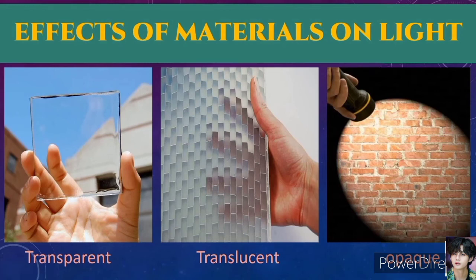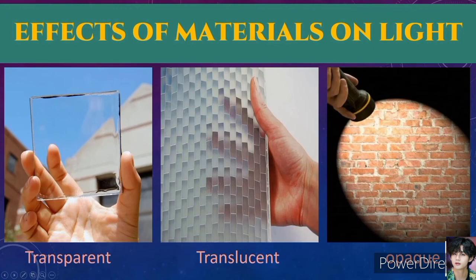Next is the translucent. The light does not pass directly through the materials. It changes direction many times and is scattered as it passes through. Therefore, we cannot see clearly through them. Objects on the other side of a translucent object appear fuzzy and unclear.